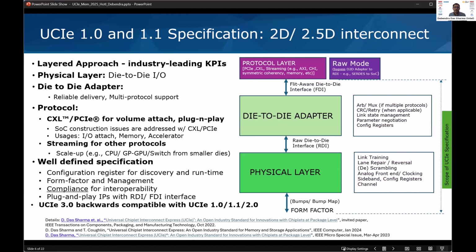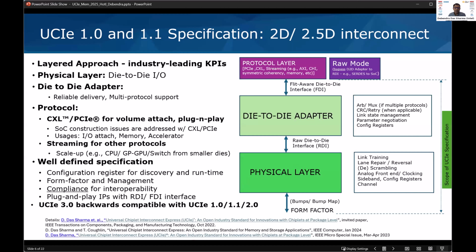But UCIe 1.0 and 1.1 addressed planar interconnects, 2D, 2.5D, and we'll see some pictures of that in the next slide. It's a fully defined specification. It has a layered approach, and it can be implemented with interoperable IPs that you can get from different places, and you can connect them together on the package, and it will work.